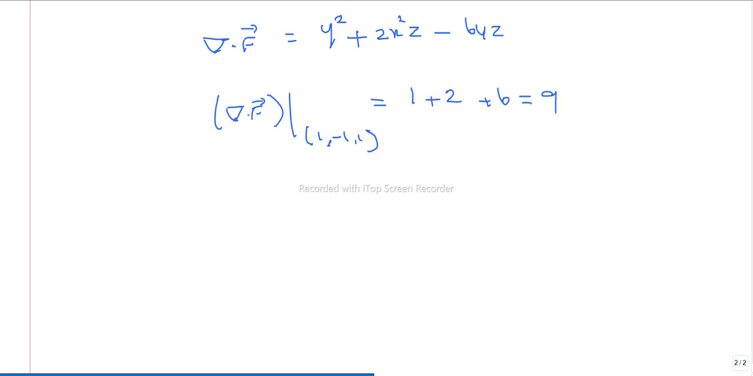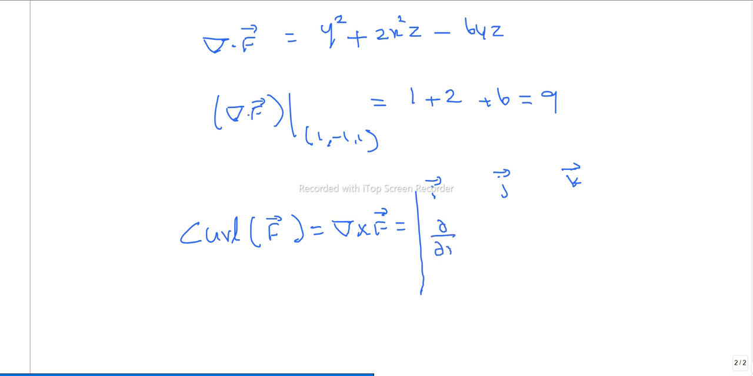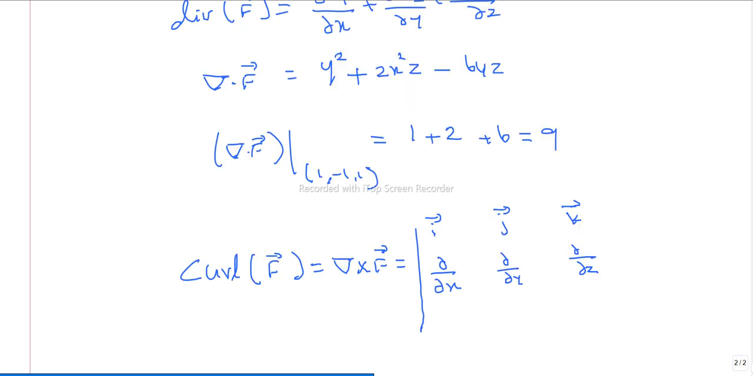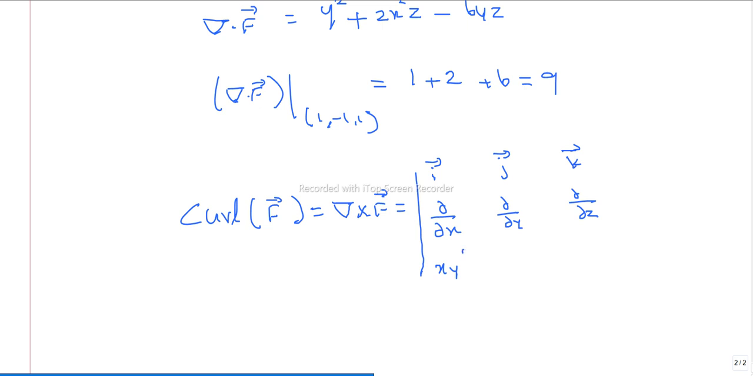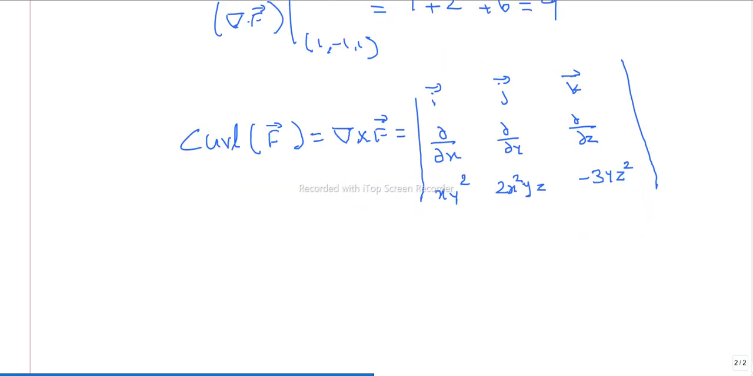Now what is the curl? Curl of the vector f is del cross f, which is the determinant of the 3 by 3 matrix with rows i, j, k; dou by dou x, dou by dou y, dou by dou z; and f1, f2, f3. f1 is xy square, f2 is 2x square yz, and f3 is minus 3yz square. So that is the curl.